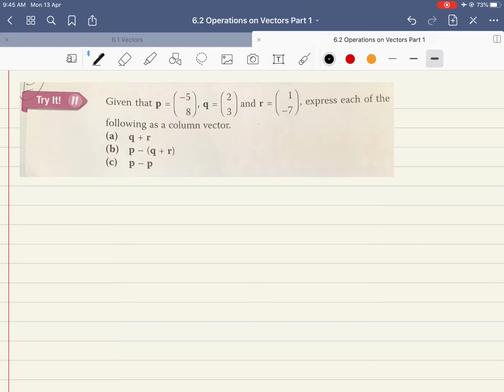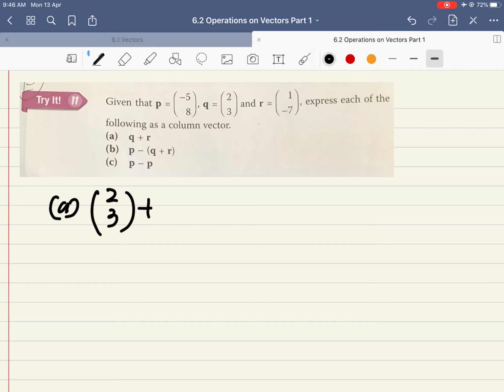Try 11 is just some simple calculation. What I have is vector q plus vector r. So vector q plus vector r. Let me just begin there. Just give me one short moment. Okay, so vector q plus vector r, part A.